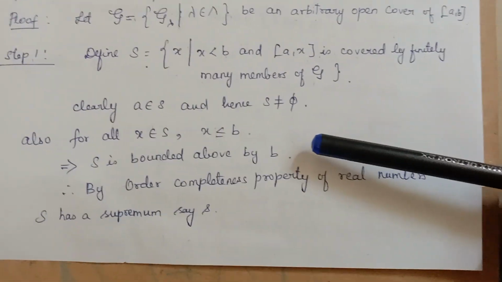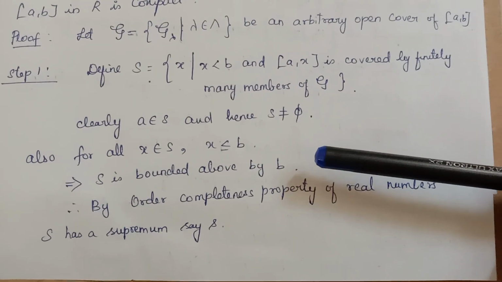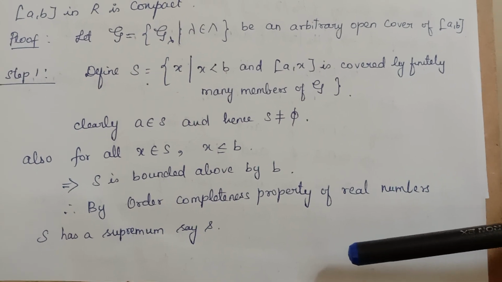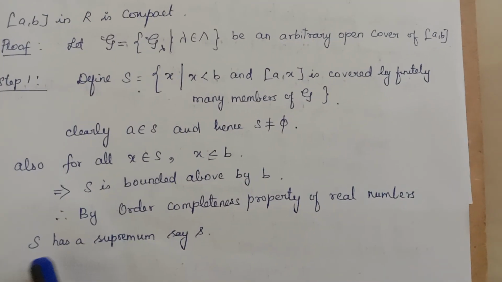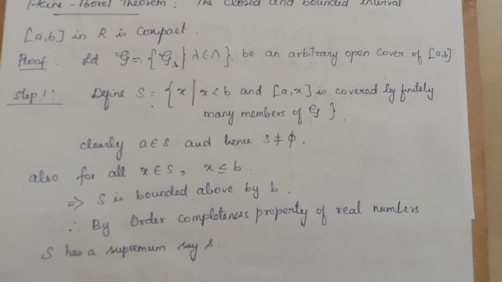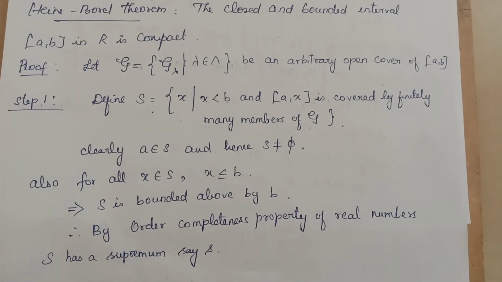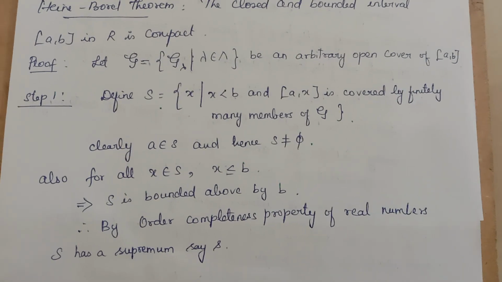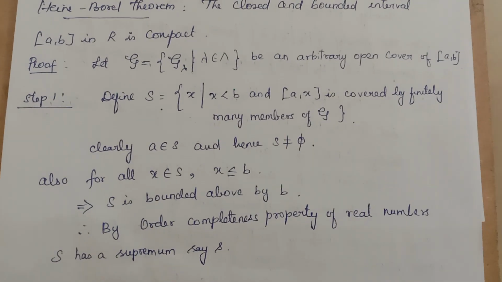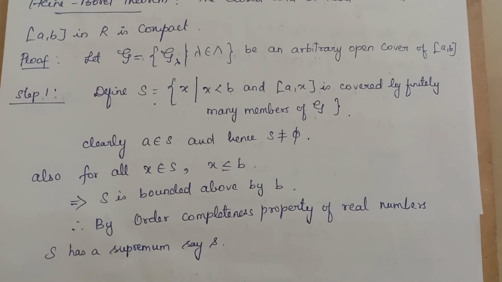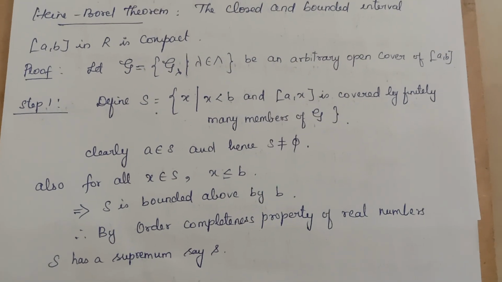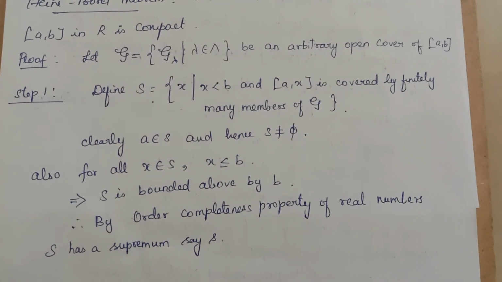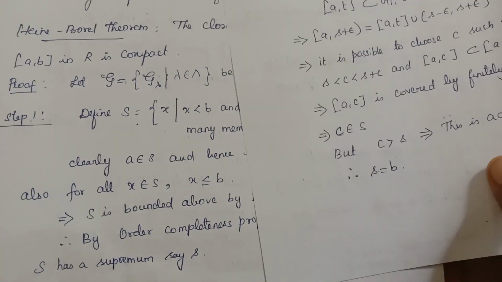But we know the order completeness property, no? What does it say? If you have any bounded set of real numbers, it has a supremum. So this capital S has a supremum and I am going to take it as small s. This is step 1. In step 1 what I have done is define a set S such that the interval A to X is covered by finitely many members of G, and I have arrived at the decision that this set S has a supremum, small s.